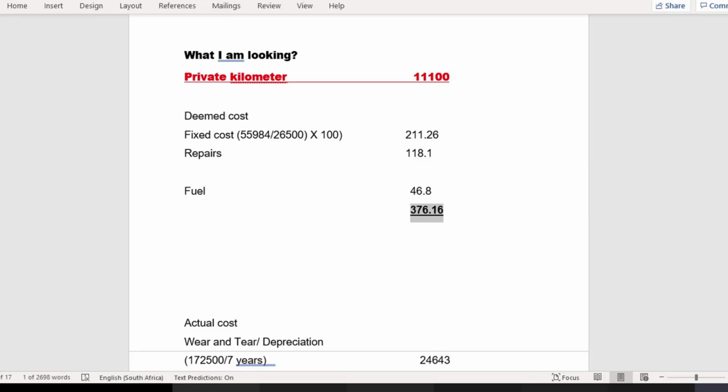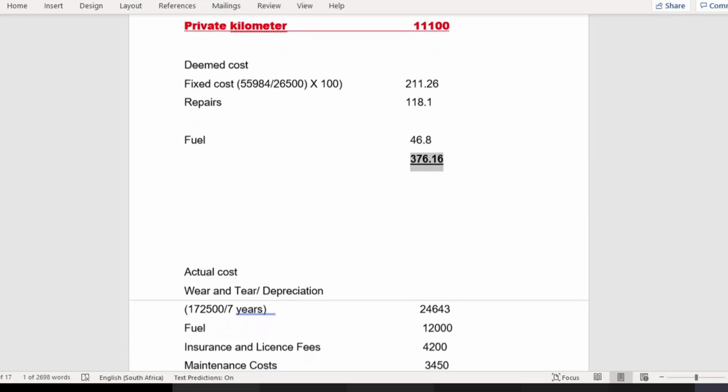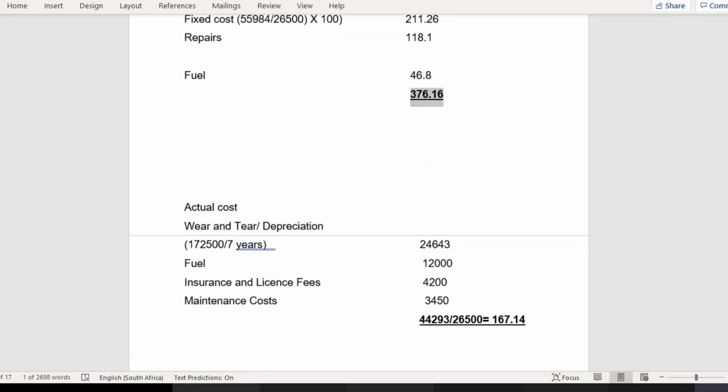Right, then we go and look at our actual cost. Actual cost is 167.14. Then the Act tells us that we need to pick the greater. The greater will be 376.16, which is what we are going to use. Can you see the reason behind why we're doing the actual cost calculations along with the deemed cost calculation? Yes, I can see now. I understand clearly. Okay, cool.